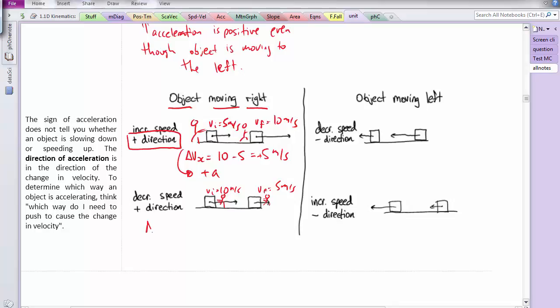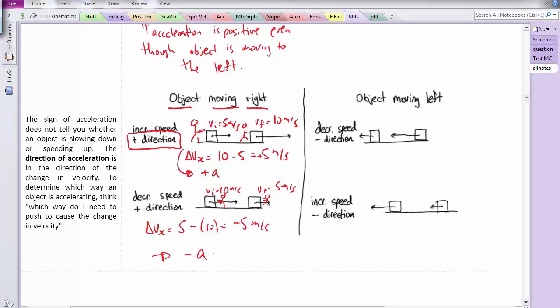So we would guess that the acceleration would be negative. And in fact, if we did delta Vx, final velocity is 5 minus initial of 10, gives us a change of velocity of negative 5 meters per second. So indeed, because we're pushing left, acceleration here is negative. Okay, we have two more scenarios.